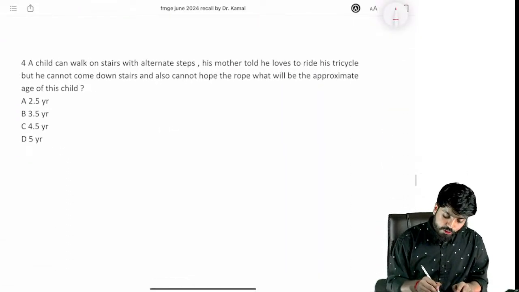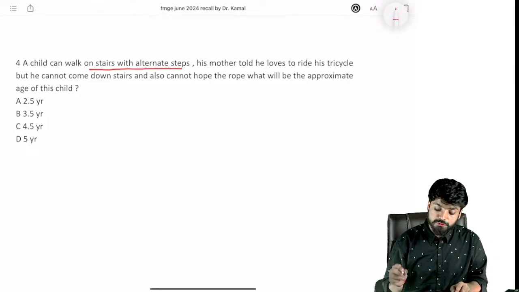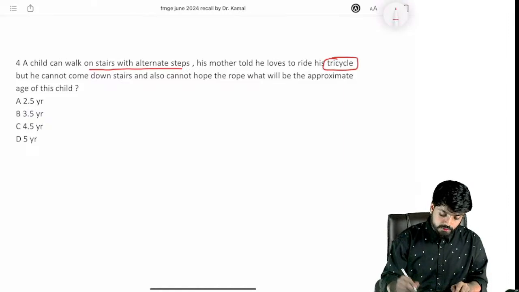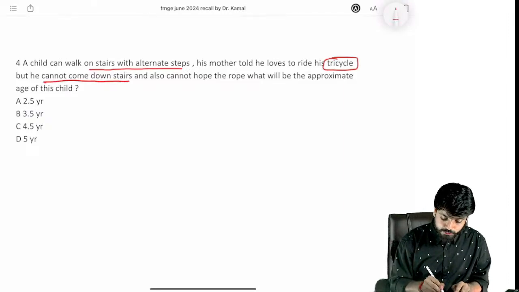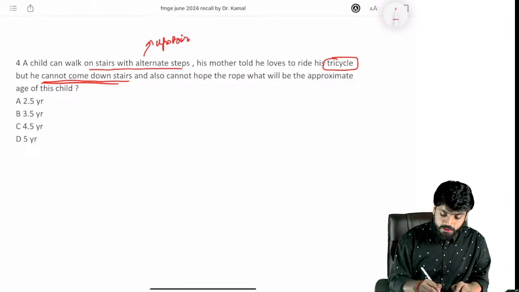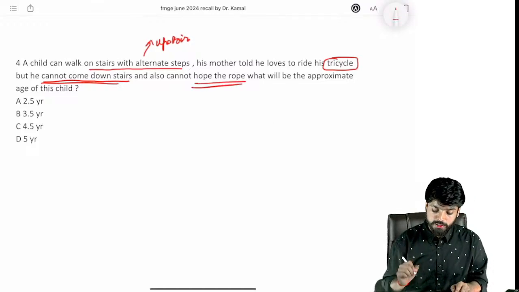A child can walk on stairs with alternate step. See, on alternate step. His mother told that he loves to ride his tricycle, but he cannot come downstairs. He can go upstairs, but he cannot come downstairs and cannot hop. What will be the approximate age?